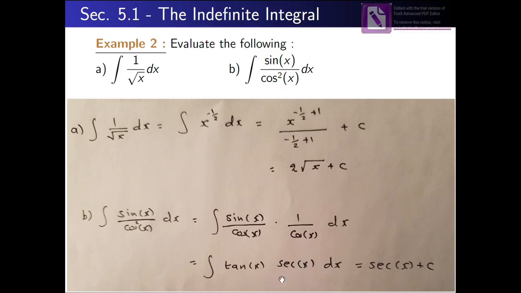What is the function that, once you differentiate, you will get the result tan x sec x? This will be sec x plus the constant c, because if you differentiate sec of x, it will be sec x tan x. So the antiderivative of tan x sec x is sec x plus the constant c.